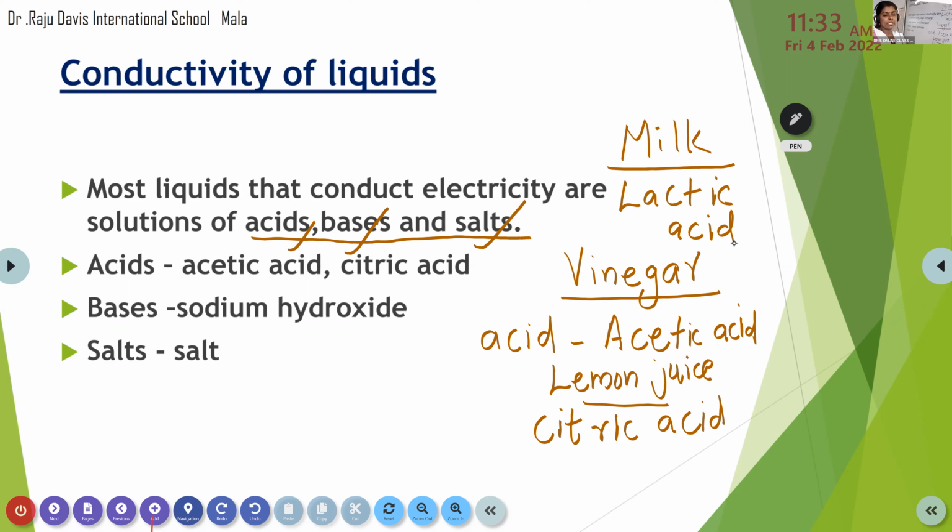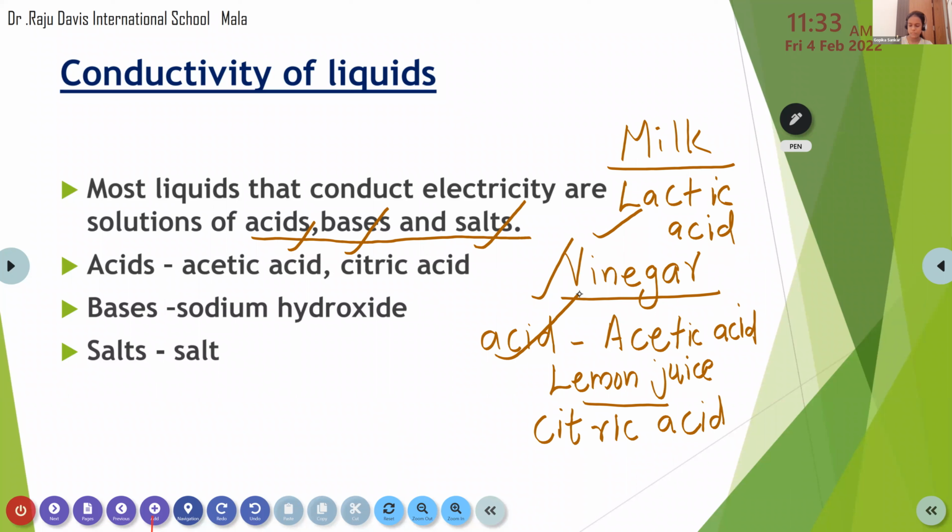Is milk a conductor? Yes, ma'am. Does it conduct electricity? Yes, because it contains acid. Clear? Then what about this vinegar? Is it a conductor of electricity? Yes, ma'am, because it also contains acid. Acetic acid is present there. Then when we consider lemon juice, is it a conductor? Yes, because it contains which acid? Citric acid.